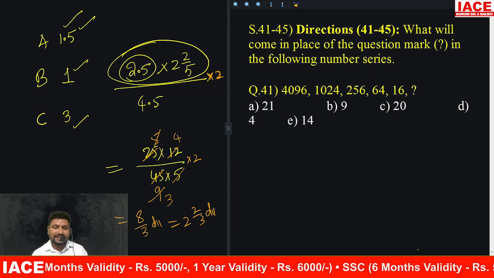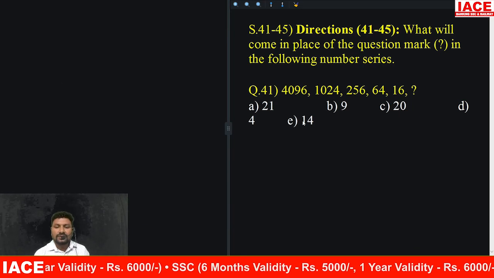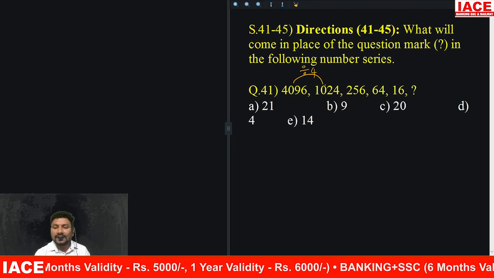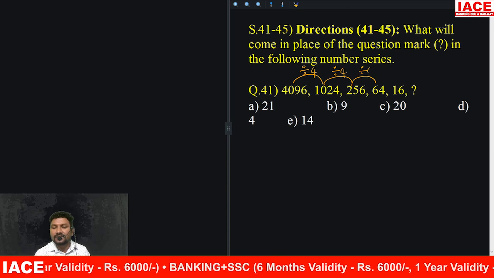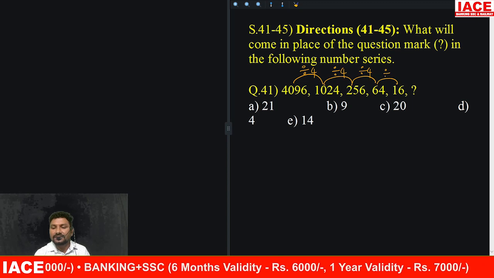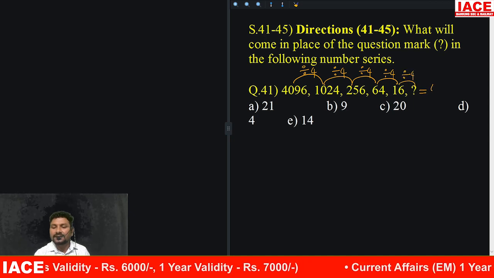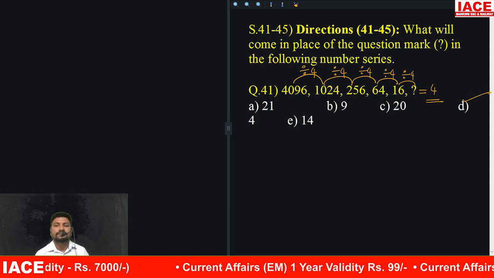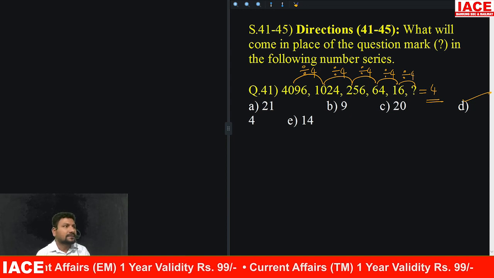There is a number series. 4096 becoming 1024. It is divisible by 4. And again it is divisible by 4. It is 256. Again it is divisible by 4. 64. Again it is divisible by 4. 16. Again it is divisible by 4. Then what is the answer? 4. Option D is right. Okay. It is divisible by 4. Next.